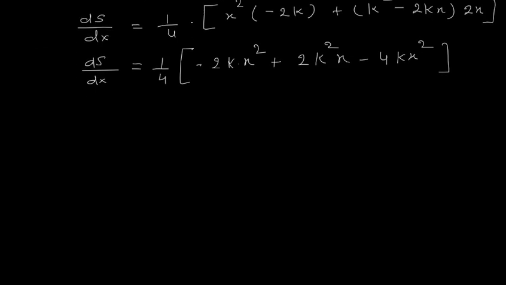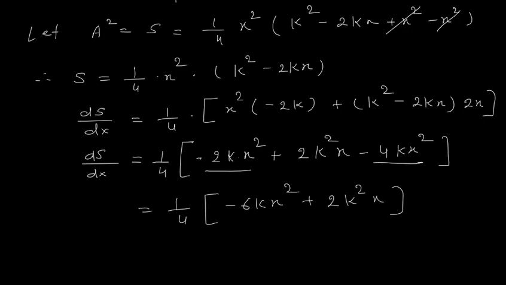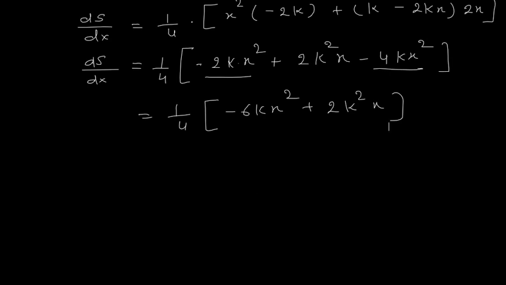Okay, let us check everything is correct. Minus 2kx square plus 2k square x minus 4kx square. So we have two terms of kx square, so let us combine that. So it is 1 upon 4, here it is minus 6kx square plus 2k square x. This 2 I can take out. So I have a simpler expression, minus 3kx square plus k square x. This is the expression for ds upon dx.